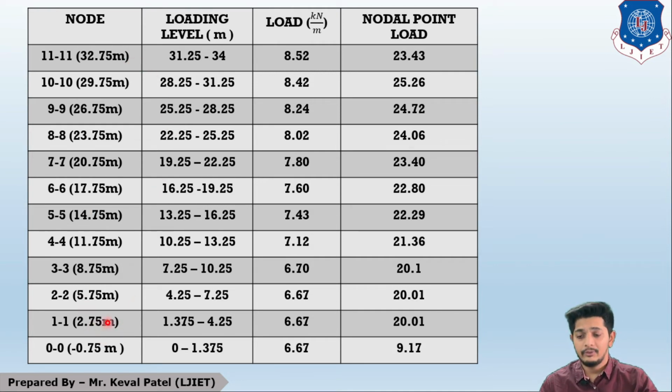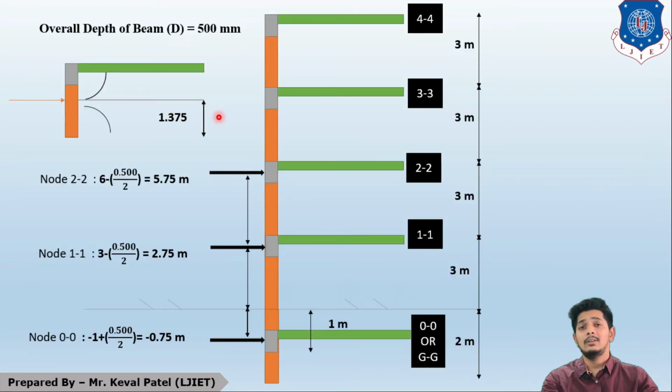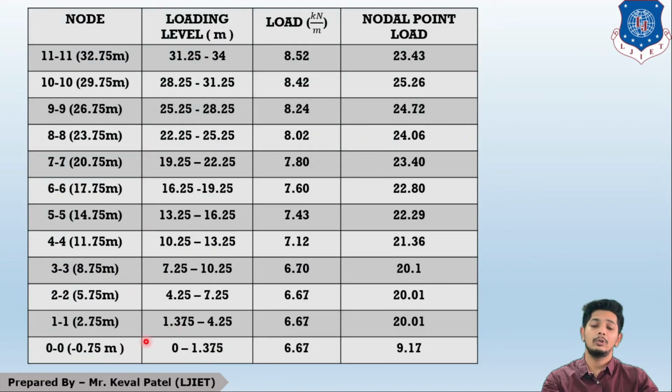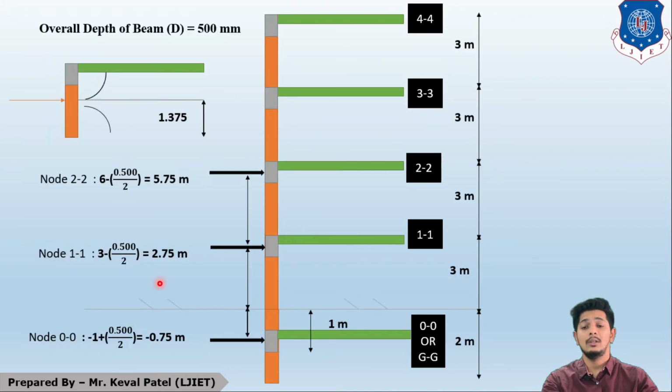So here 2.75 plus 3, 5.75 plus 3, this plus 3 plus 3 plus 3, we can get up to this. So I have got all 12 nodes, 0 to 11. Now loading level. To understand loading level, we understood these. Starting from baseline or ground line to the first loading level, the first range of loading level will be 0 to 1.375. So 0 to 1.375.